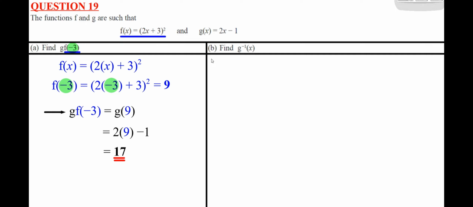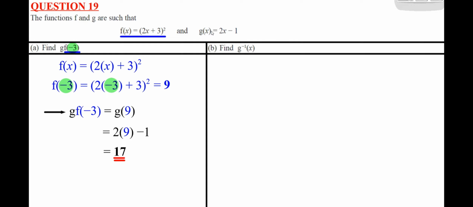Part B, g to the minus 1 of x. Now, this is just notation. You might know from laws of indices that something to the minus 1 is the same as 1 over that value. For example, 2 to the power minus 1 is 1 over 2. It's a half. This doesn't mean that. This is just a notation, just how it's written, to do the inverse function. So what this is wanting us to do is, given what g is, how do we undo what's just happened to it to get back to the original value?